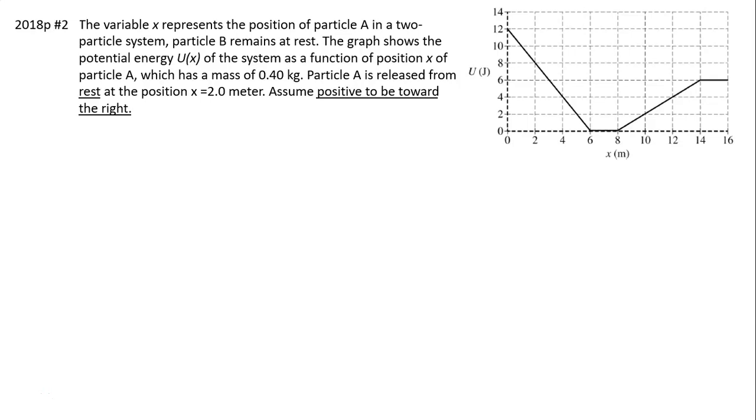Today I want to go over an example of force and energy. The variable x represents the position of particle A in a two-particle system. Particle B remains at rest. The graph shows the potential energy U(x) of the system as a function of position x of particle A, which has a mass of 0.4 kg. Particle A is released from rest at position x equals 2 meters. Assume positive to be toward the right.